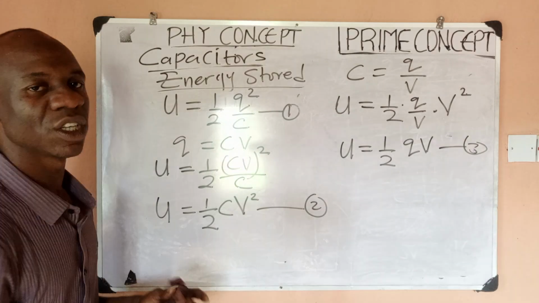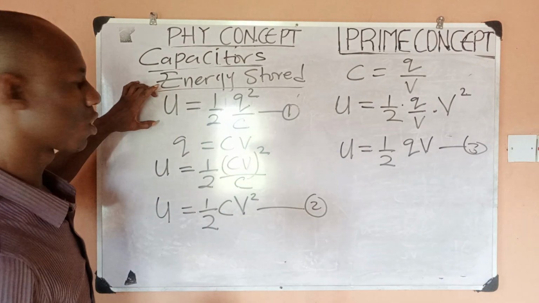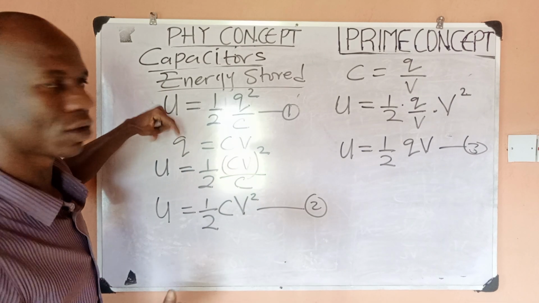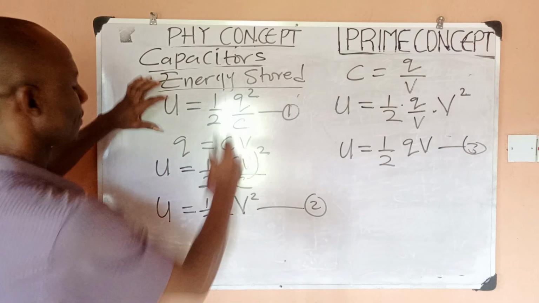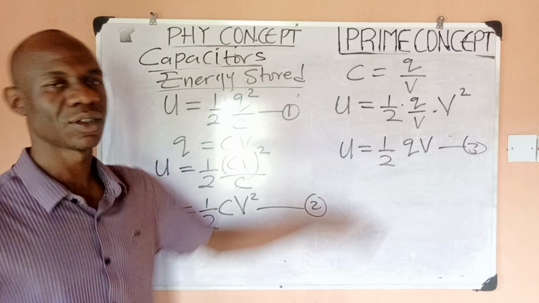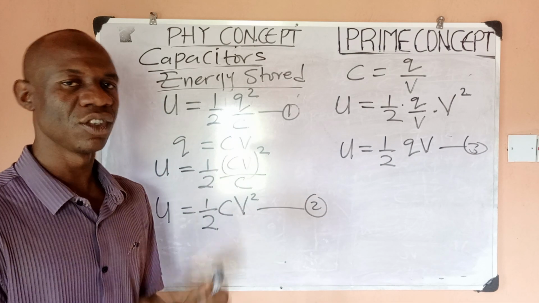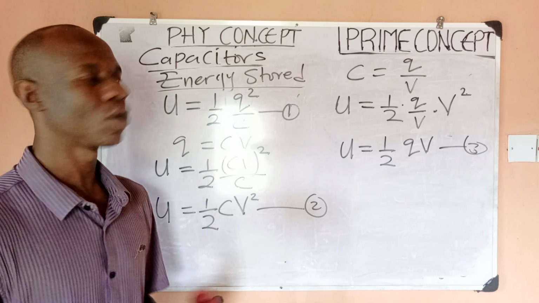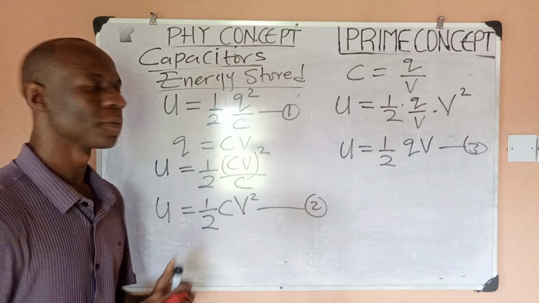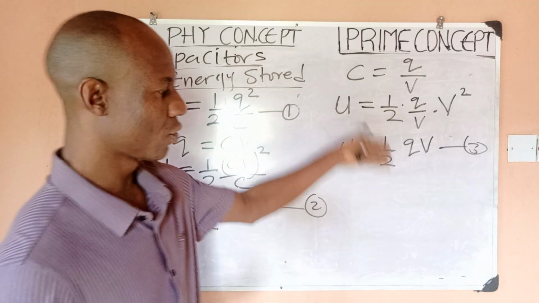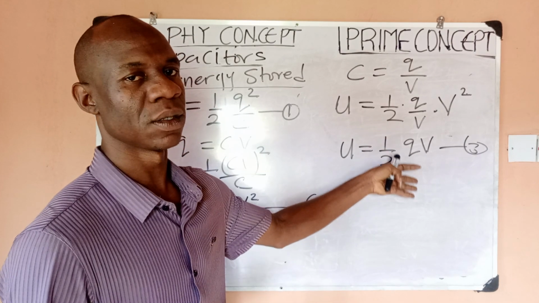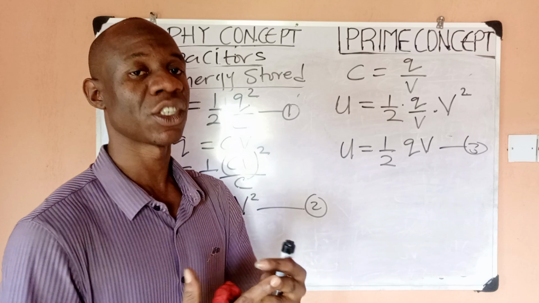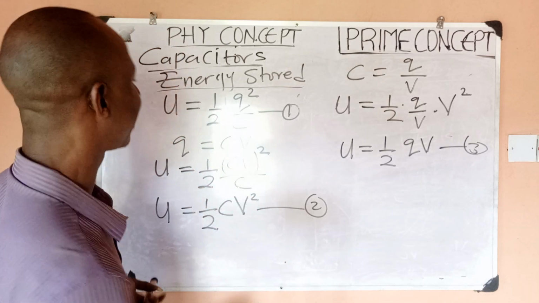So these are the 3 equations I can have for work done or potential energy stored by a capacitor. This is 1, this is 2, and this is 3. Any one of these 3 can be used to solve problems depending on what you are given and what you're trying to find, right? Now, you should know that potential energy or work done by a capacitor is measured in Joule, and is a scalar quantity.